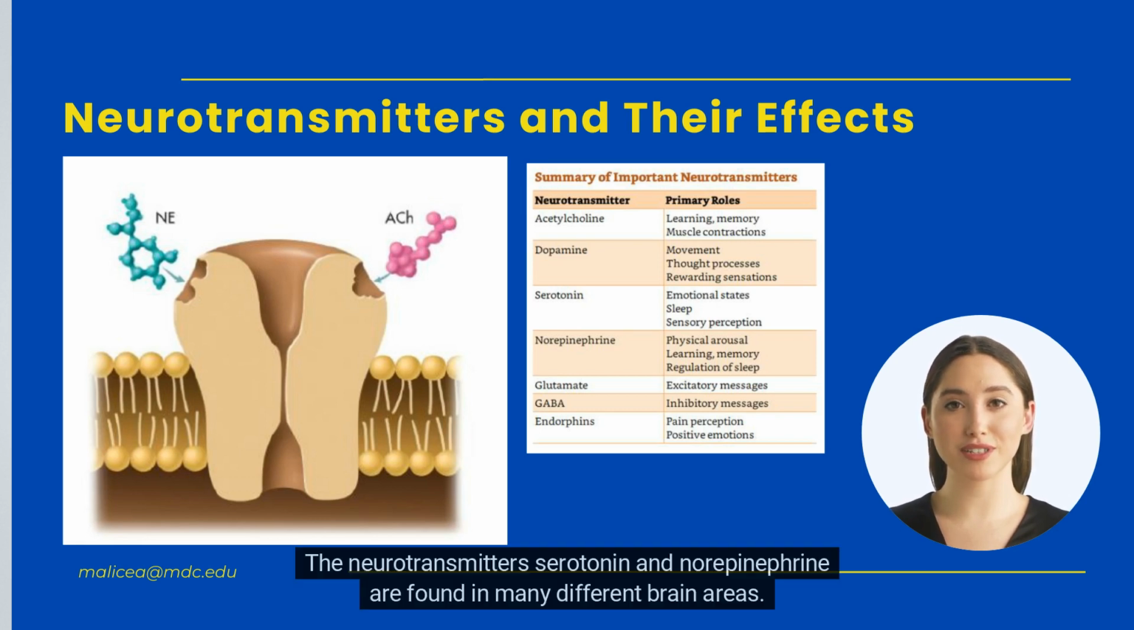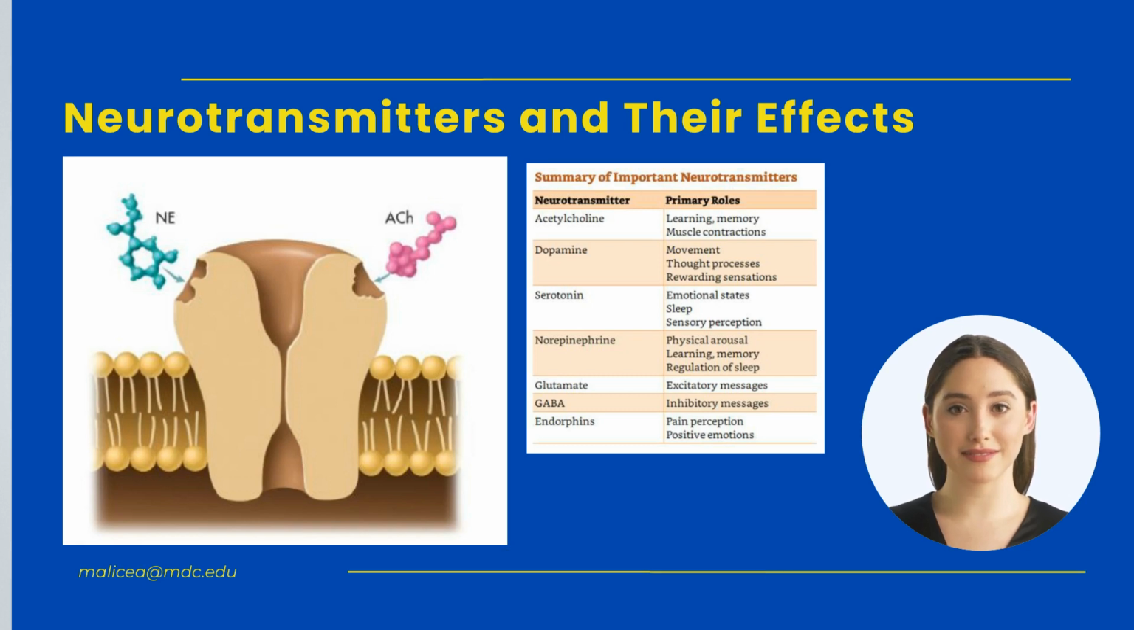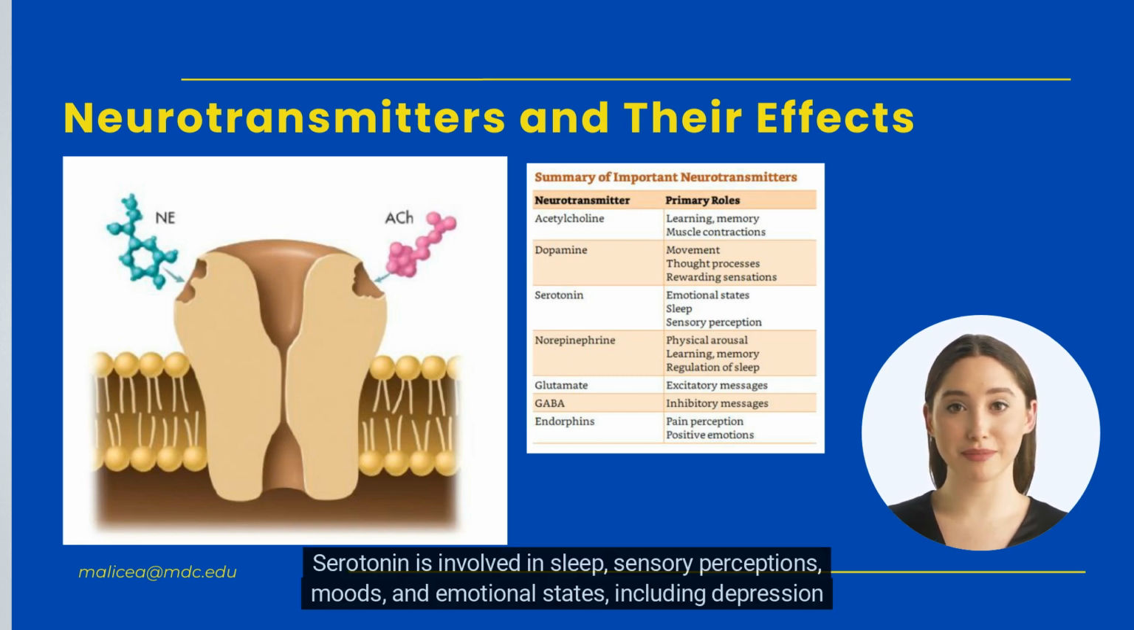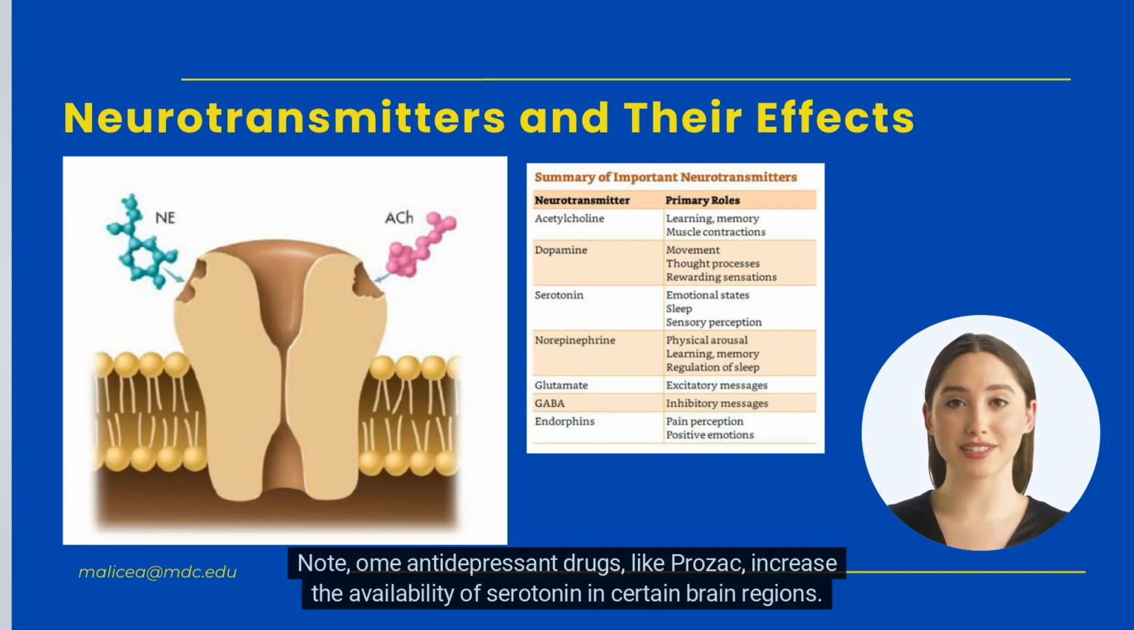The neurotransmitters serotonin and norepinephrine are found in many different brain areas. Serotonin is involved in sleep, sensory perceptions, moods, and emotional states, including depression. Note: antidepressant drugs, like Prozac, increase the availability of serotonin in certain brain regions.